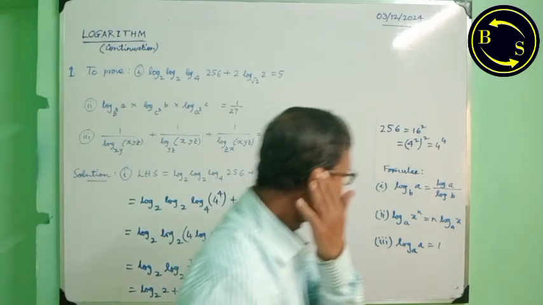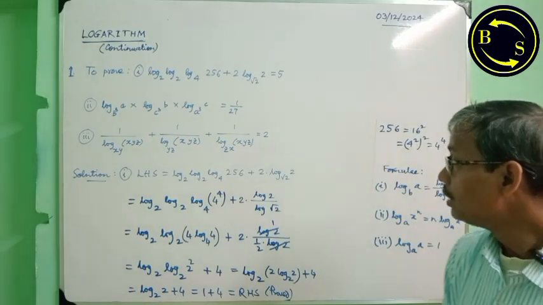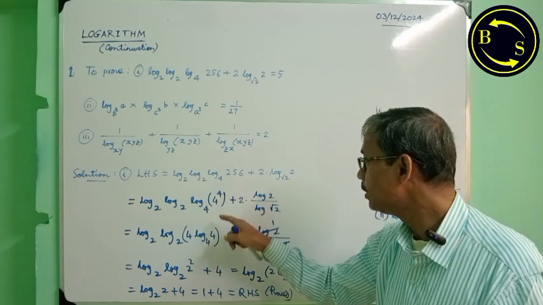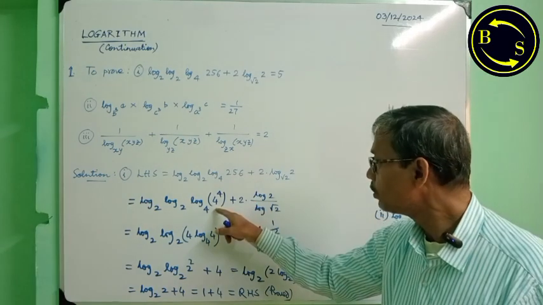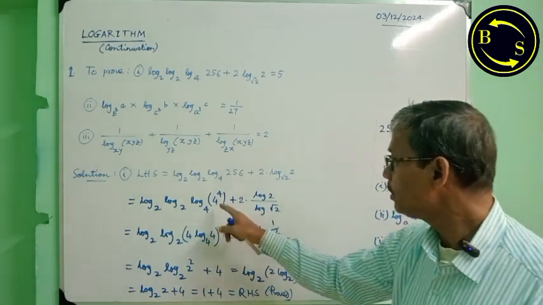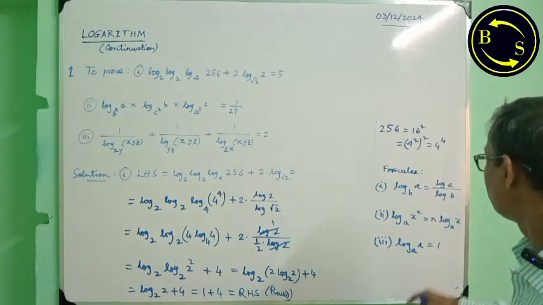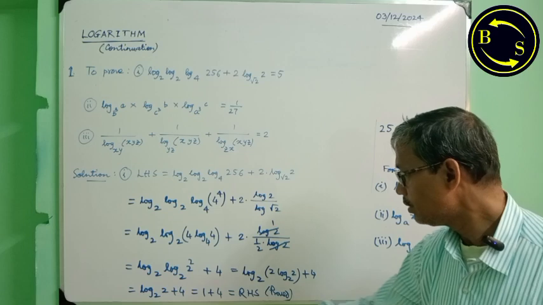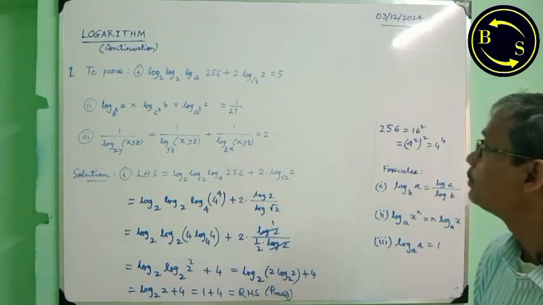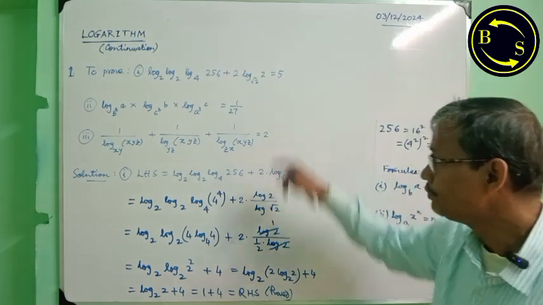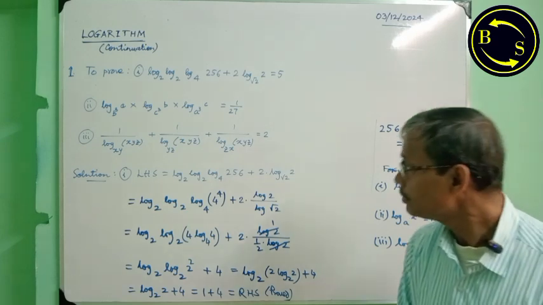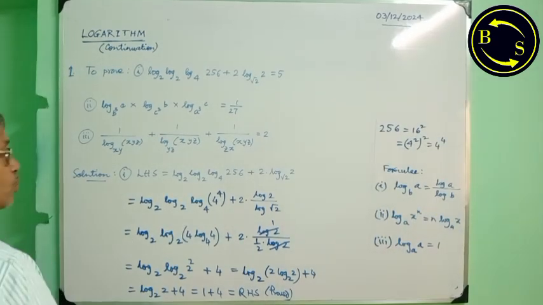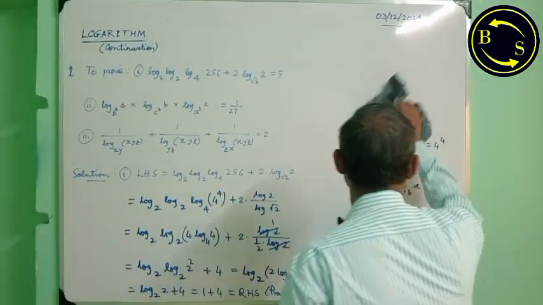Try to understand. First of all, this number has been expressed in the form of 4 or power of 4 like this. Then we have applied this formula and move on. Finally, we get 1 plus 4, that is equal to 5, RHS part. Hence, sum number 1 is solved. Now to solve sum number 2, I have this.